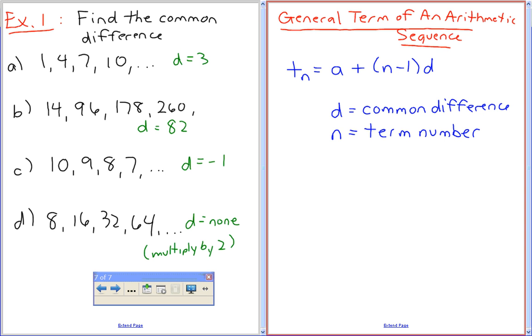T is not the term number. T is the term, right on. So Tn, I'm going to call this the value of the nth term. So T3 would be the value of the third term. T11 would be the value of the 11th term in general. And our new letter, a, is going to be our starting value.